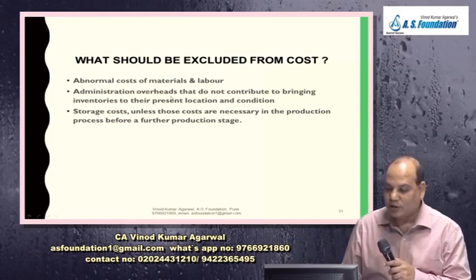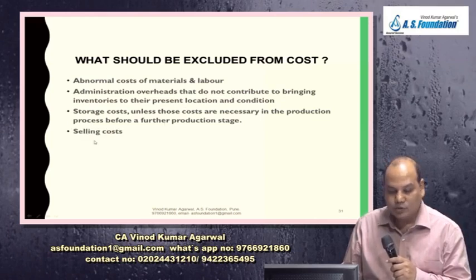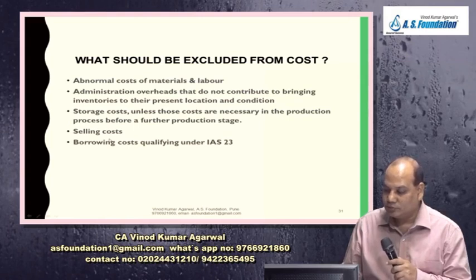What about point C, administration overhead? Administration overhead that do not contribute to bringing the inventory to their present location and condition will not be included. And what about the selling and distribution cost? Not to be included at all. Point number A in your note and point number D in your note never to be included. Abnormal cost and selling cost.